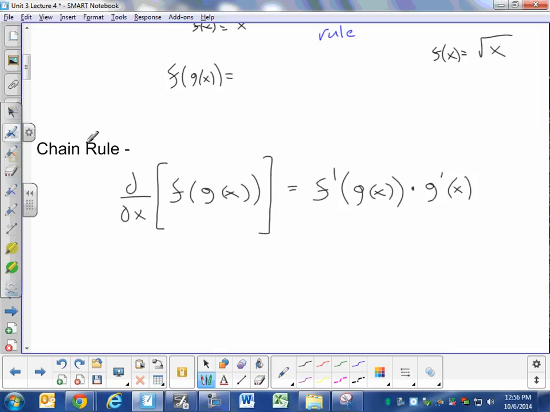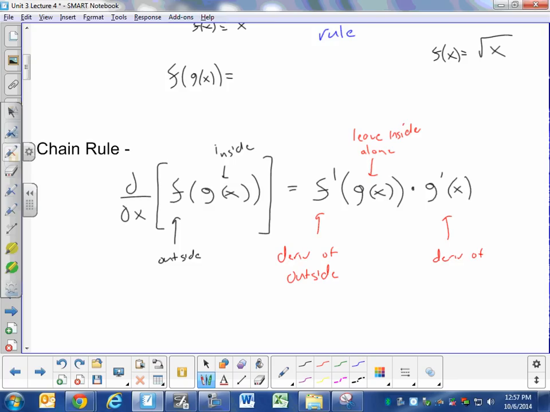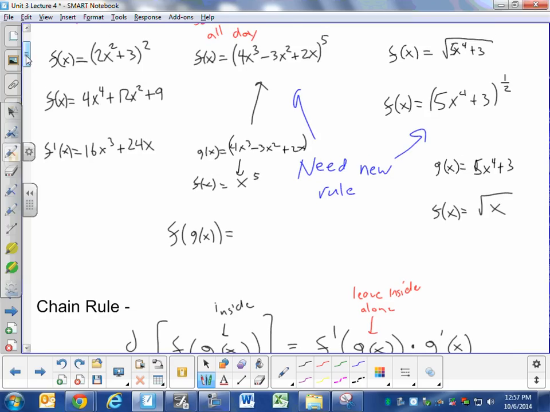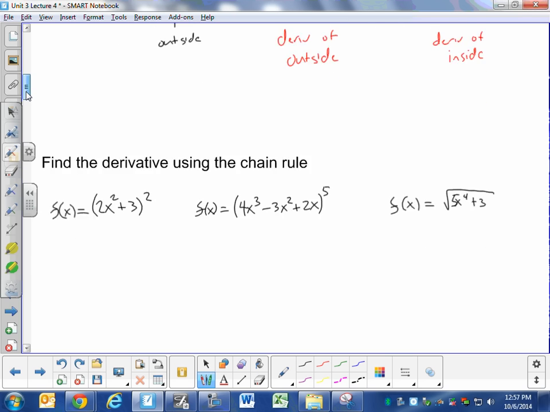The way I like to think about this: the derivative of a composition of an outside function and an inside function is the derivative of the outside, leave the inside alone, times the derivative of the inside. Okay? Well, this g, this stuff, I'll just call my inside function. The f I'll call my outside. So we're going to take the derivative of these three using the chain rule. I'll show you exactly how I want you to think about things.